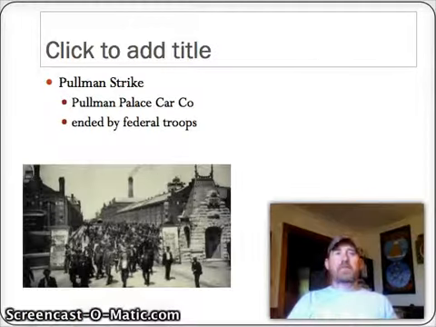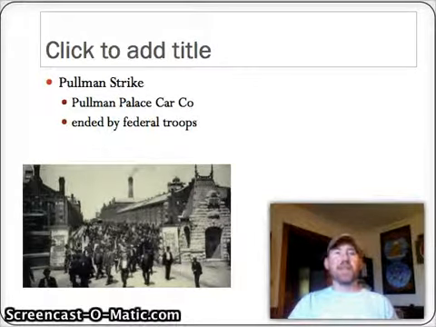All right, now with regards to these unions, obviously one of the things that they do as a means of getting what they hope to get is strikes. And there's two major strikes you need to know about during this period. The first of which is the Homestead Strike, which I don't have here.